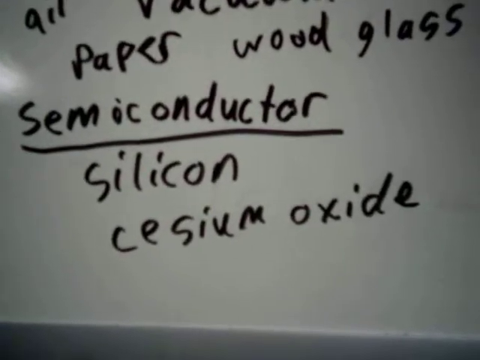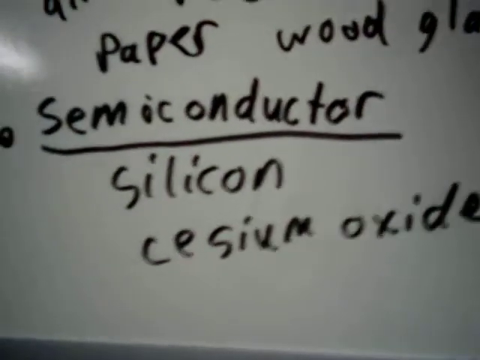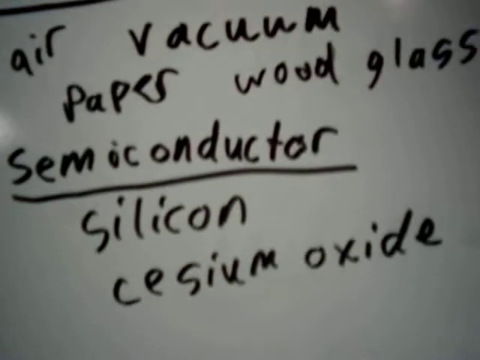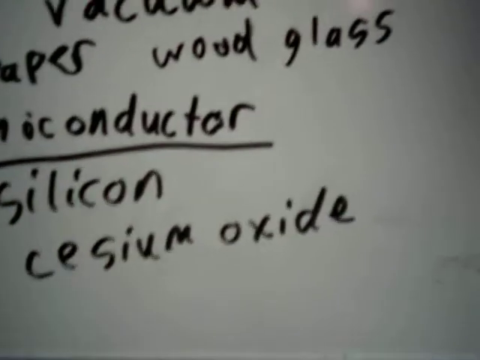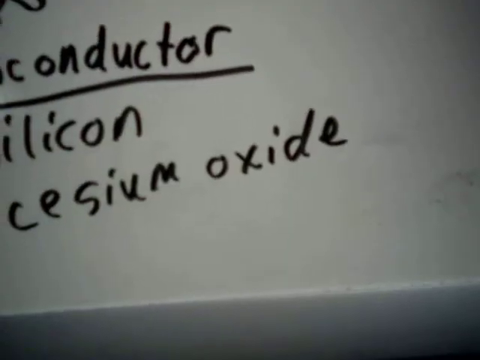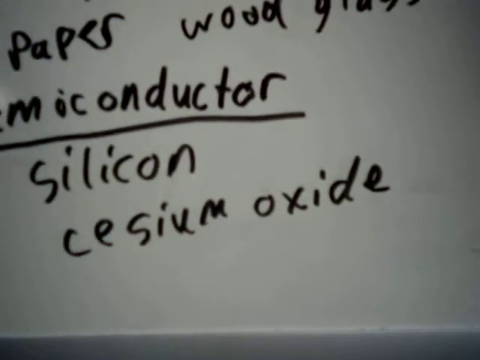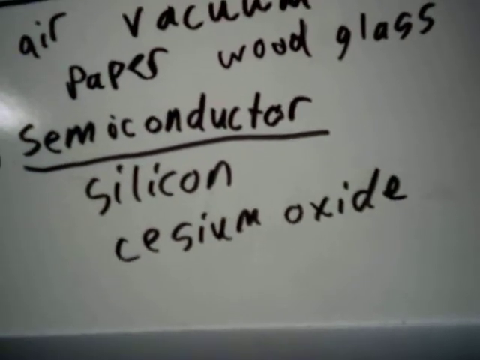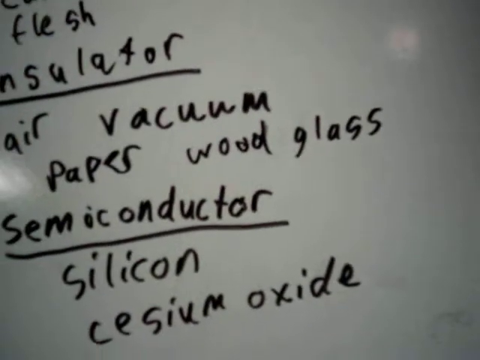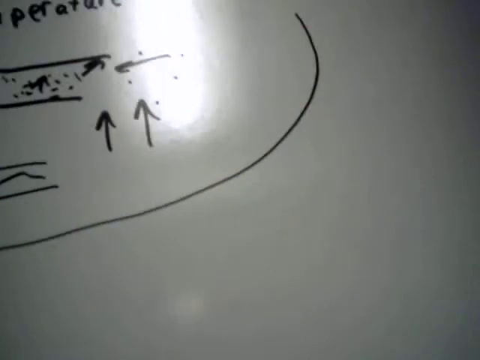P-type silicon will only conduct when it's given a positive charge, and n-type silicon will only conduct when it's given a negative charge. Cesium oxide will actually produce a charge when exposed to light, and that's what gives us solar panels. I'll do a whole video on that in the future.